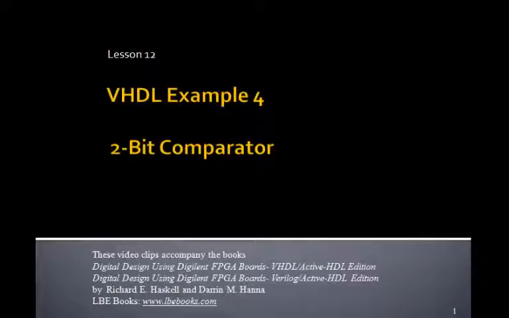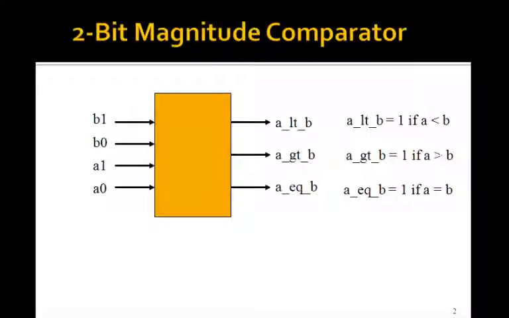This is lesson 12, our fourth VHDL example, in which we'll design a 2-bit comparator. Now this 2-bit comparator will have 4 inputs, an A1 and an A0, that is a 2-bit A, and a B1, B0, that is a 2-bit B. And A can have the value 0, 1, 2, 3, and B can have the value 0, 1, 2, 3. The outputs will be A less than B, A greater than B, and A equal B.